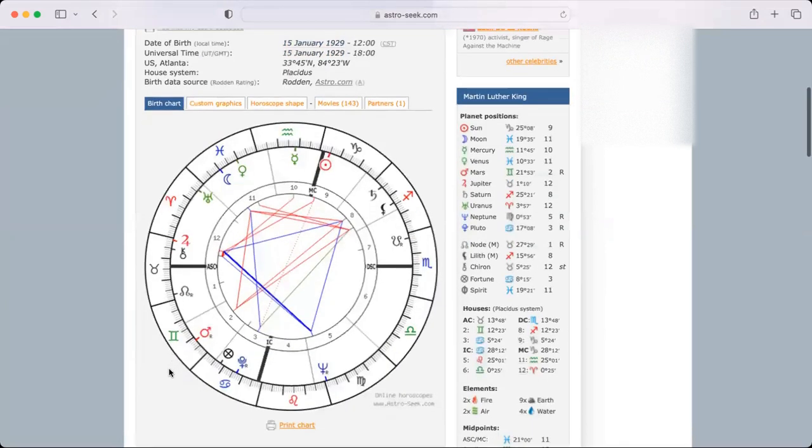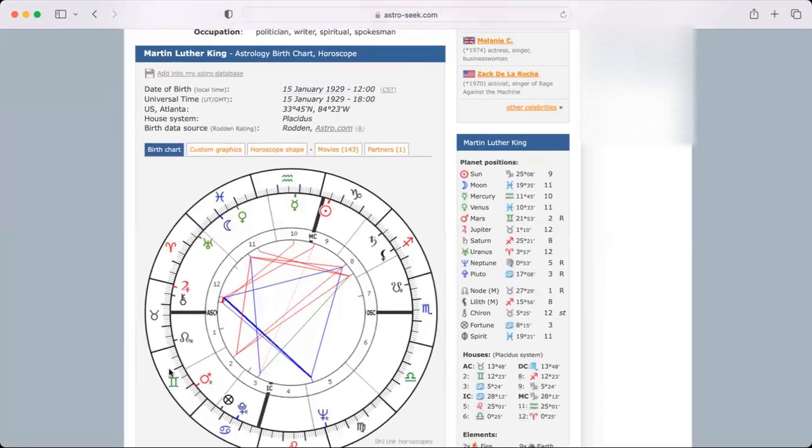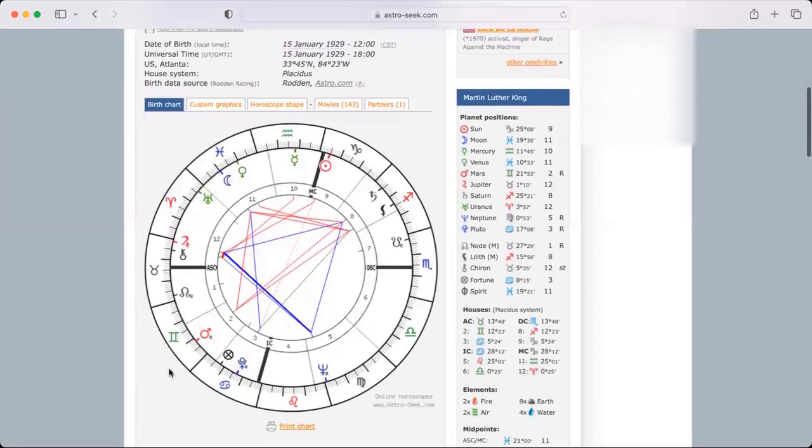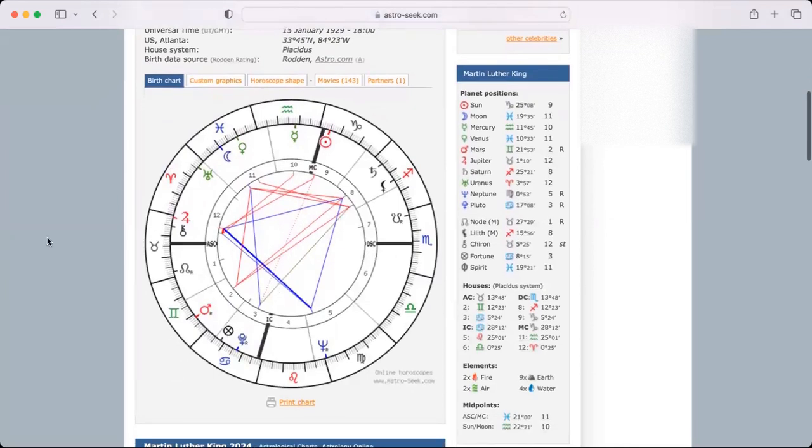Okay, let's look at a few more. Martin Luther King Jr. Let me see something. He was a life path one. Okay, interesting. Capricorn sun. Capricorn is the 10th sign. Mercury was in Aquarius, which is the 11th sign. So this rule applies, one sign after, like we said. And then Venus is two signs after, in the sign of Pisces, the 12th sign.